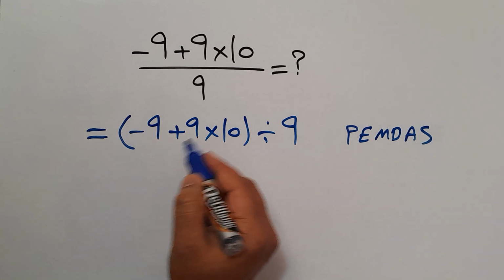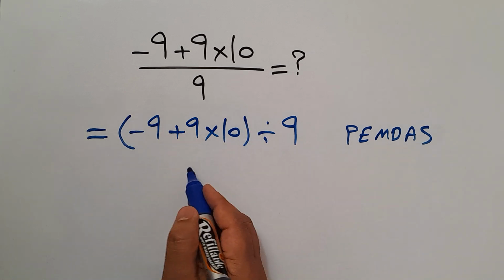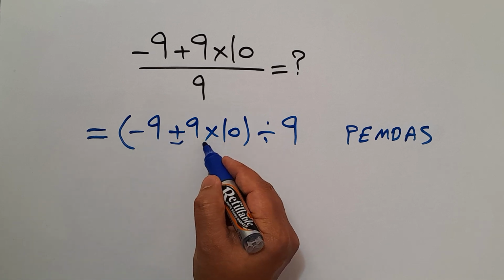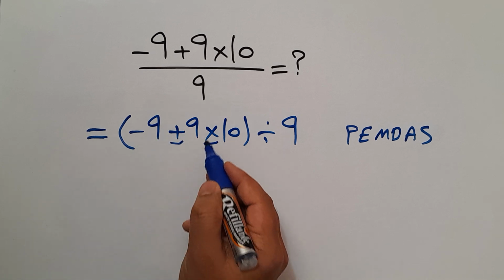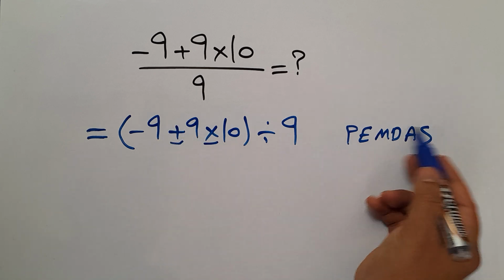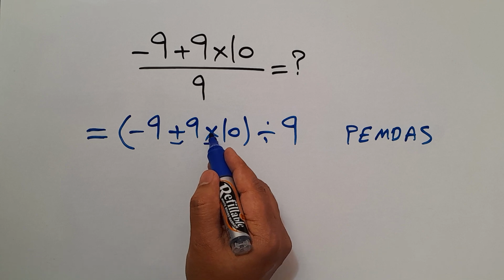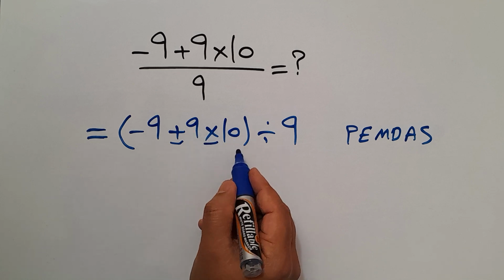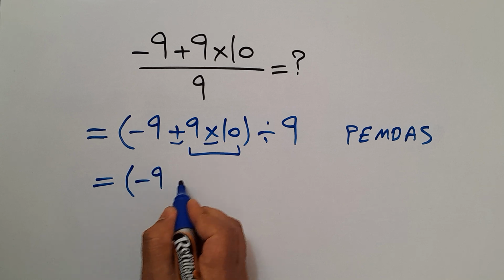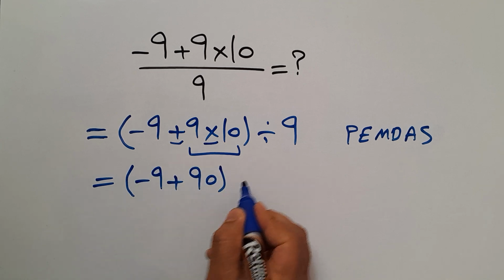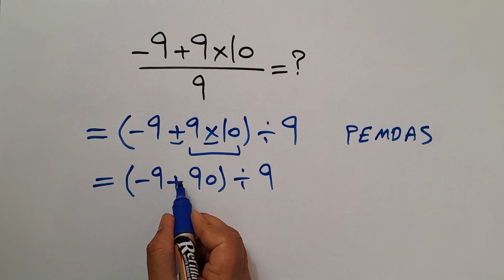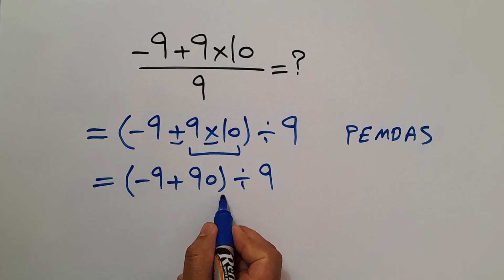So here first we have to handle these parentheses, and inside these parentheses we have one addition and one multiplication. Multiplication has higher priority than addition according to this rule. So first 9 times 10, which equals 90. So we have parentheses negative 9 plus 90, divided by 9. Now negative 9 plus 90 equals 81.